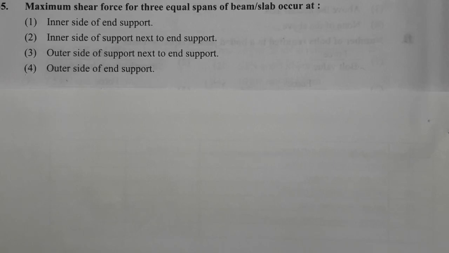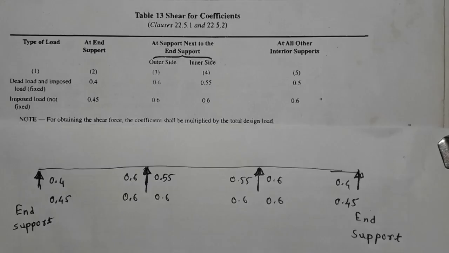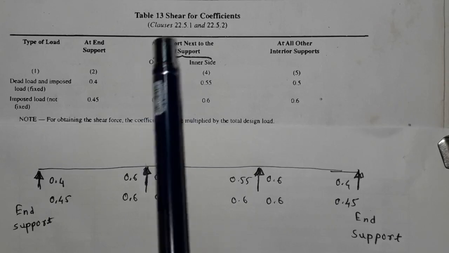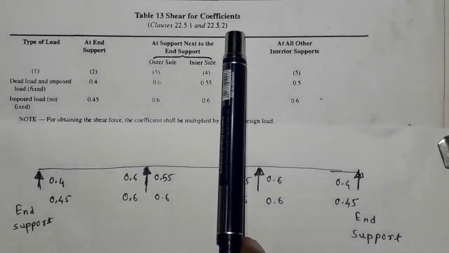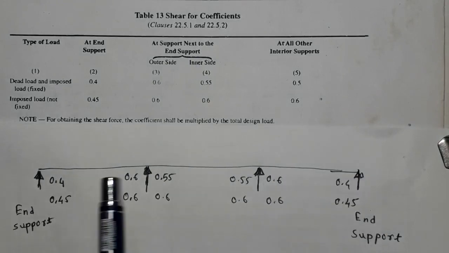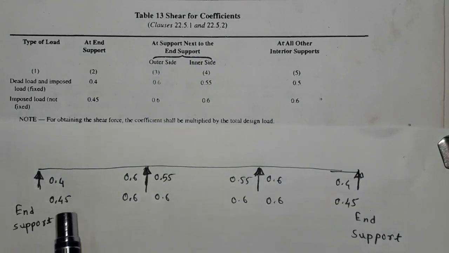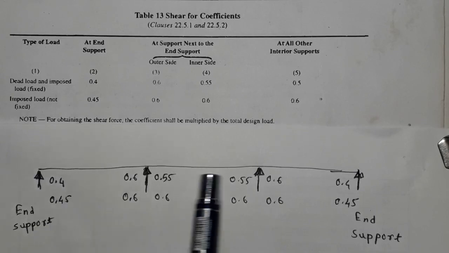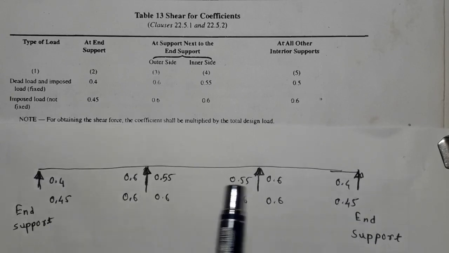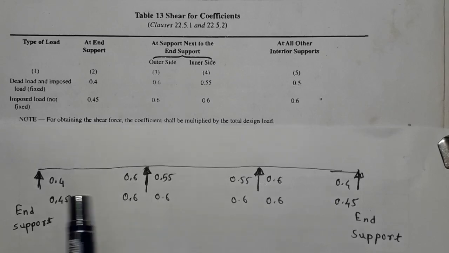Question number 2. Maximum shear force for three equal spans of beam oblique slab occur at, and the four options are given. In order to have the correct answer for this question, we'll have to refer table number 13 in IS 456 2000. Now this table gives us the values of shear force coefficients. Now I have drawn a three span beam over here. All the spans say are equal. Now this support is the end support. It is also the end support, and these two supports can be called as the support next to end support.